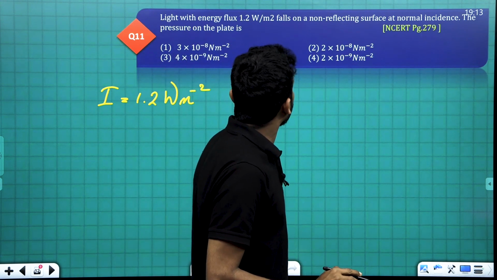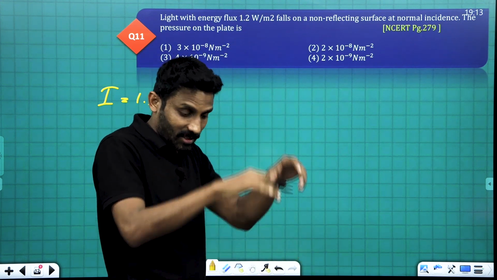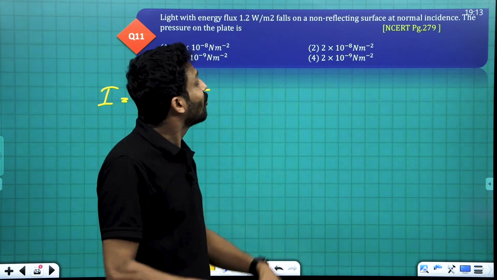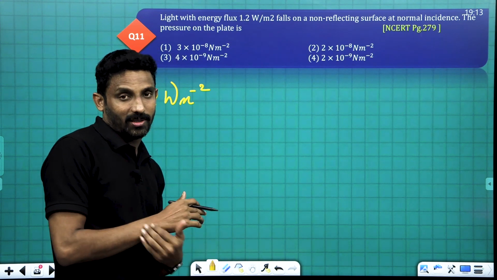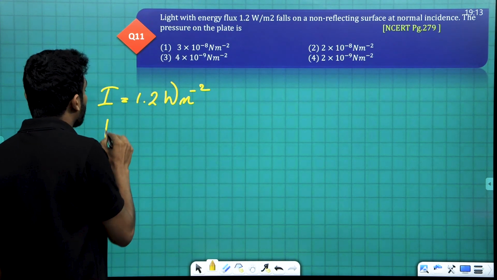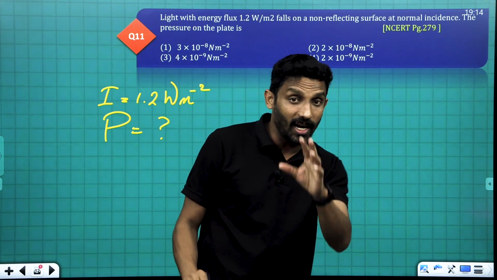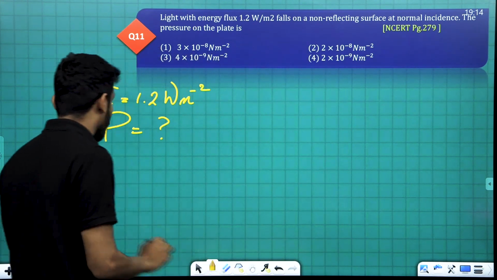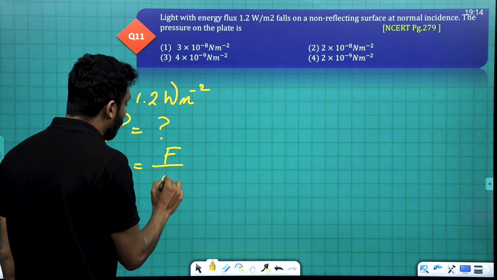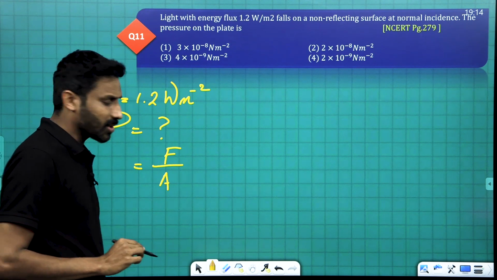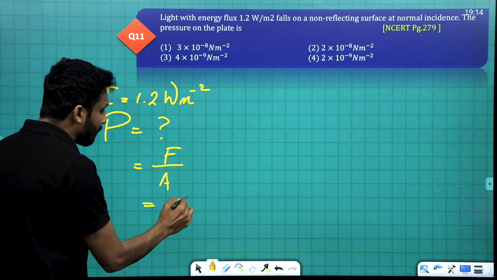It is falling on a non-reflecting surface at normal incidence. The pressure on the plate is, what is the pressure? How much pressure this electromagnetic wave exerts on the plate is what is asked. We know pressure is equal to force divided by area. Now, force is equal to dP by dt.